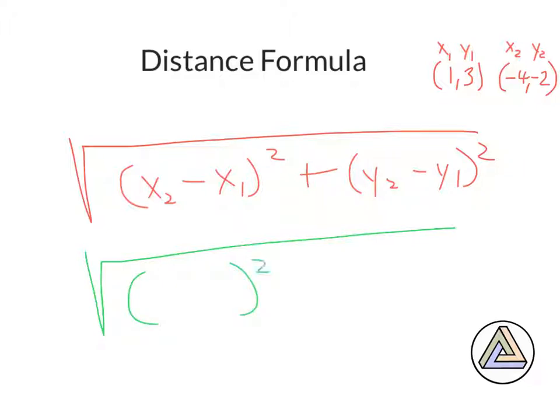Once again, parentheses, parentheses, parentheses, parentheses. Okay, what's it going to be? It's going to be x2 minus x1, so it's going to be -4 minus 1. And y2 minus y1, that's going to be -2 minus 3.